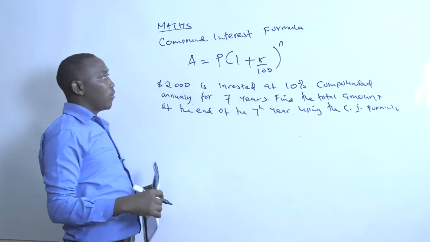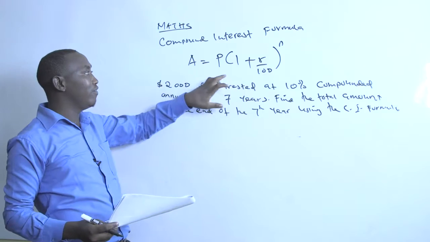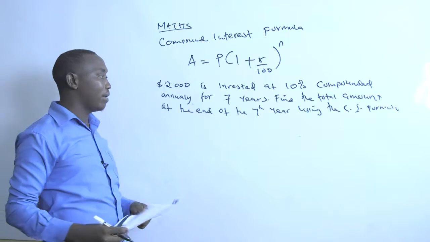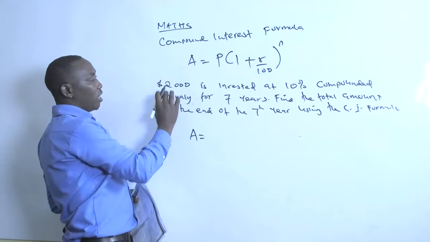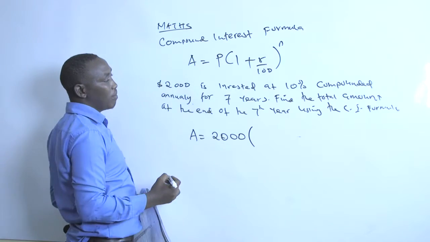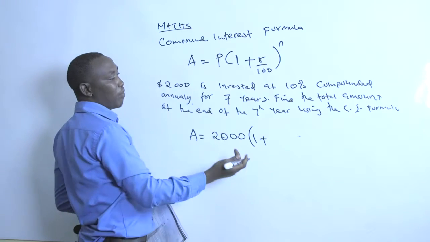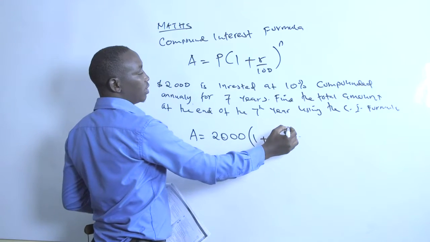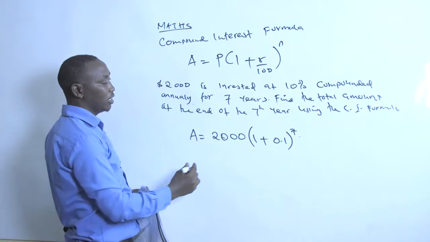Now we had said that amount after a given period of n years will be given by P into 1 plus R all over 100 raised to n. So in this particular case, the amount after the 7th year will be equivalent to the principal, which is 2,000 multiplied by 1 plus the rate as a decimal, 10% as a decimal will be 0.1. We raise all these to 7 because that is the total number of interest periods that we are having.